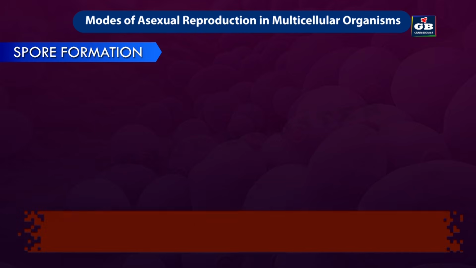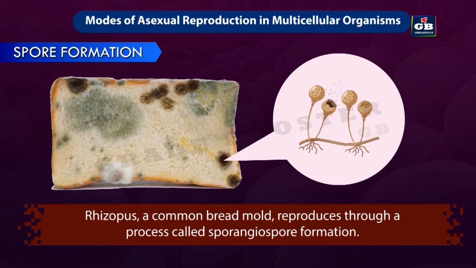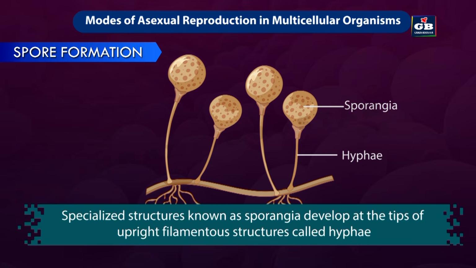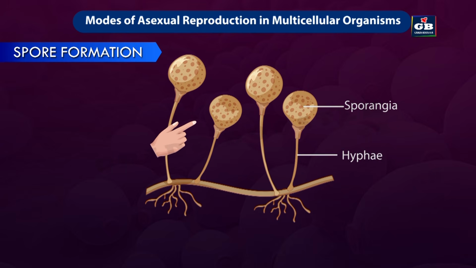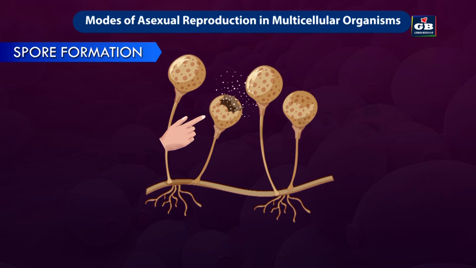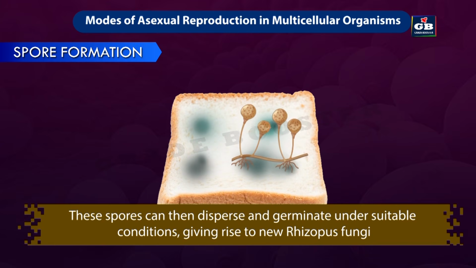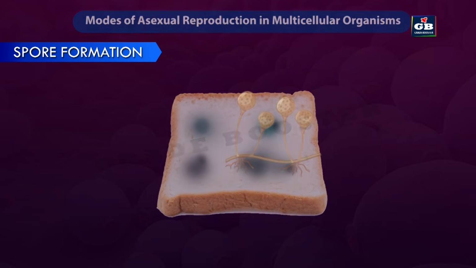Next, spore formation. Rhizopus, a common bread mold, reproduces through a process called sporangiospore formation. Specialized structures known as sporangia develop at the tips of the upright filamentous structures called hyphae. Inside these sporangia, numerous asexual spores called sporangiospores are produced. As the sporangium matures, it eventually ruptures, releasing the spores into the surrounding environment. These spores can then disperse and germinate under suitable conditions, giving rise to new rhizopus fungi. This is all about asexual reproduction in organisms.